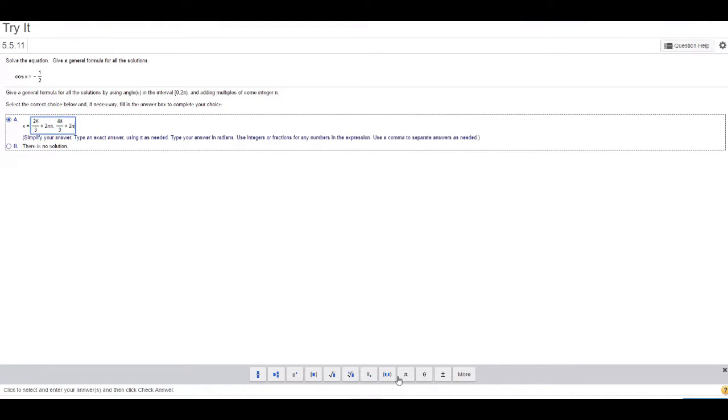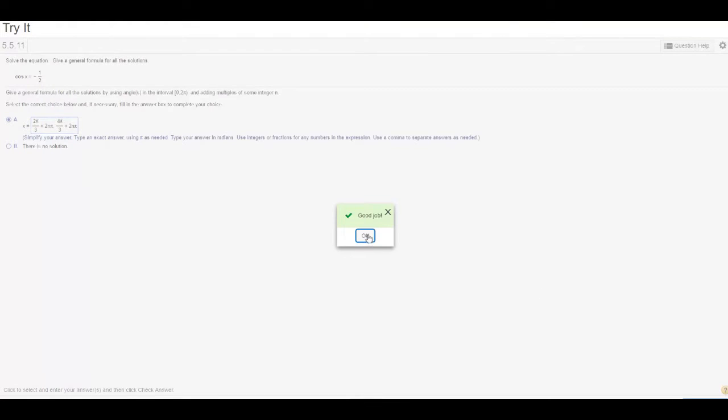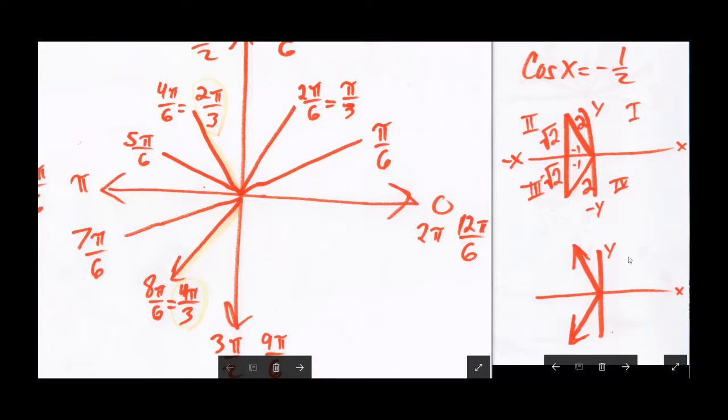Add that to 2n pi, and cross our fingers here. Oh yeah. Alright, here we have some of the reasoning on that one. Cosine of x equals -1/2. Using SOHCAHTOA, we have adjacent and hypotenuse. And since it is negative for cosine, we're in the second and third quadrants.